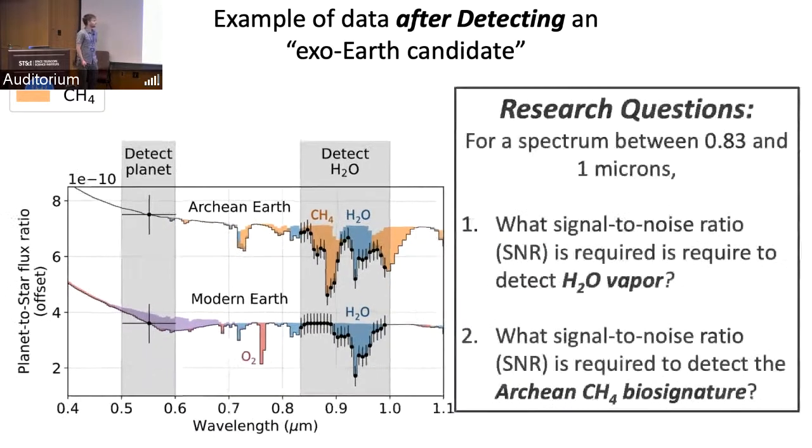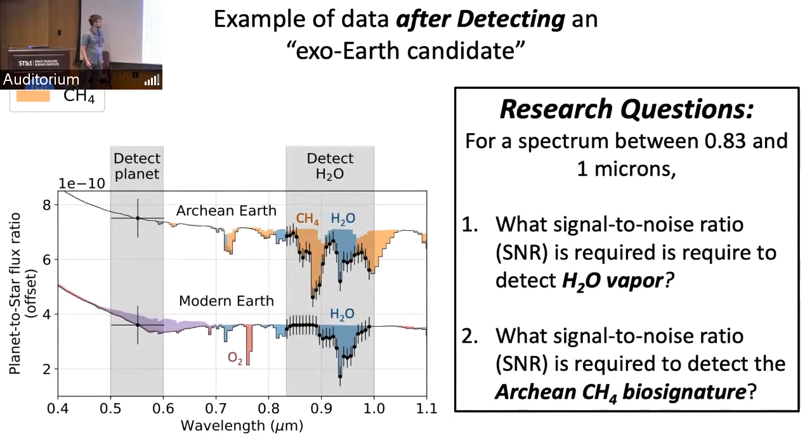All this motivates two research questions that I'm going to try to answer for you in this talk. For a spectrum between 0.83 and 1 microns, what signal-to-noise ratio is required to detect water vapor? And what signal-to-noise ratio is required to detect the Archean methane biosignature?